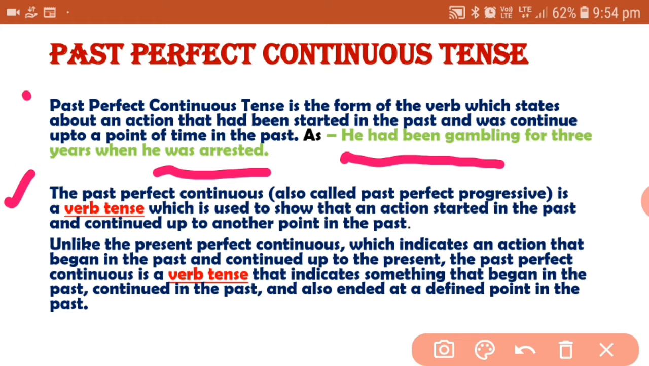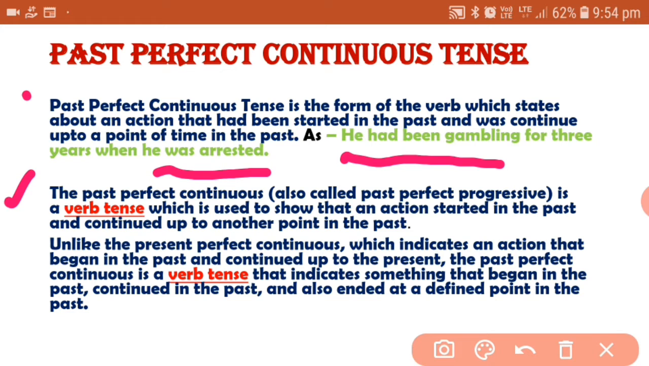The past perfect continuous, also called past perfect progressive, is a verb tense which is used to show that an action started in the past and continued up to another point in the past. Another point in the past here in this example when he was arrested.